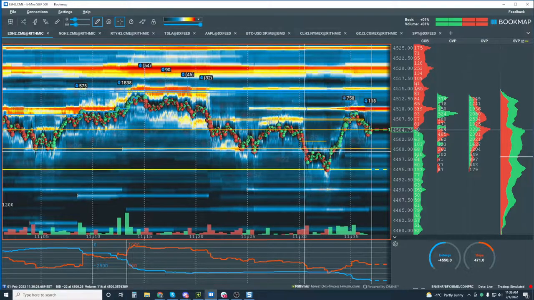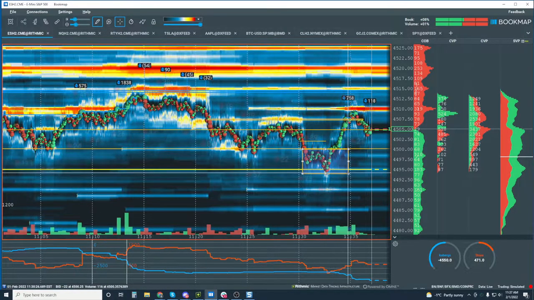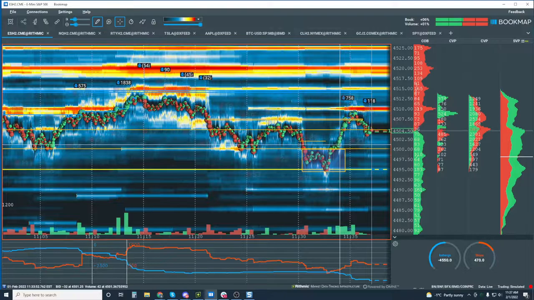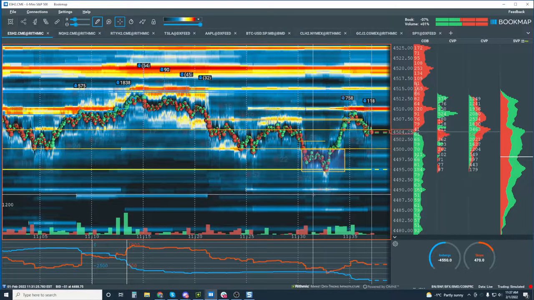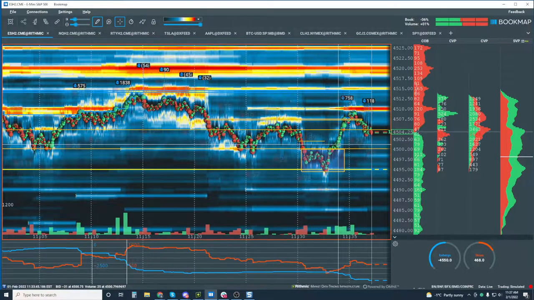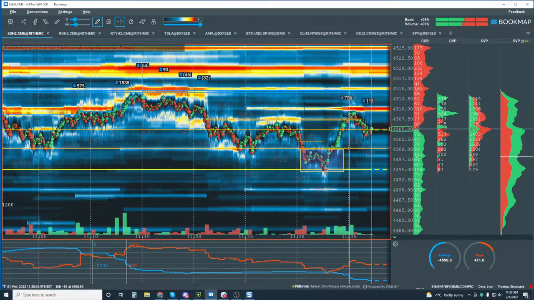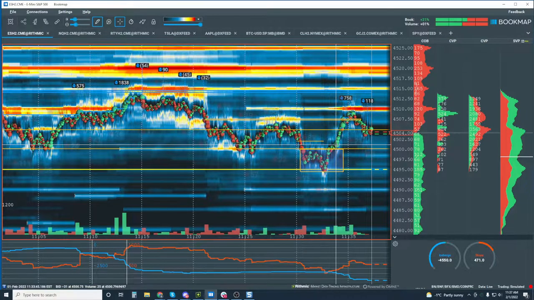Now look where they came in again on the other side though. See the big cluster here? And look at the big cluster of buyers on the other side. Where did they move it to? Back up to where it dropped from up here. Now they're trying to take control. This is strong volume in here.